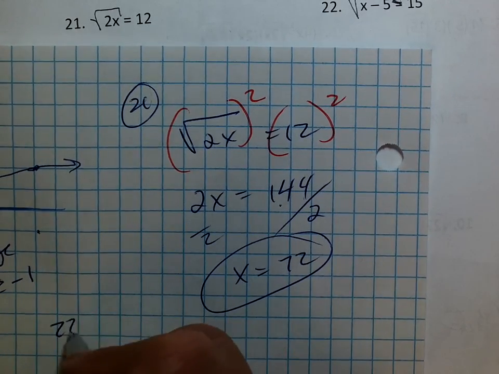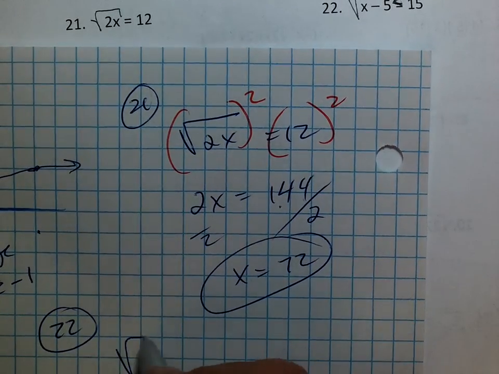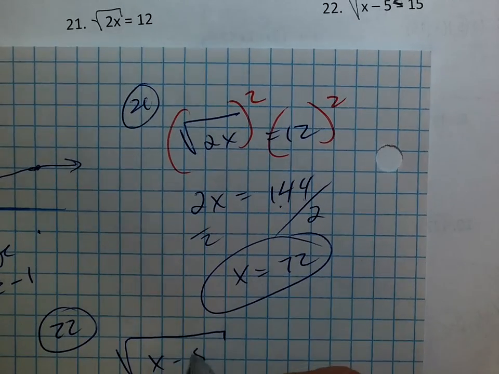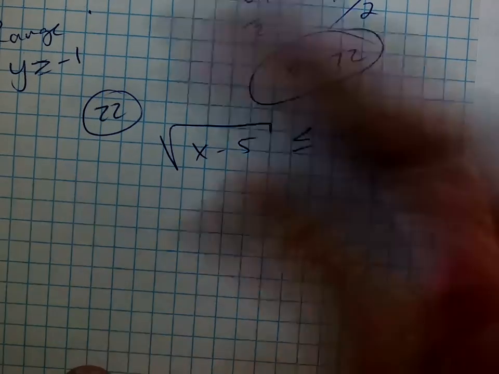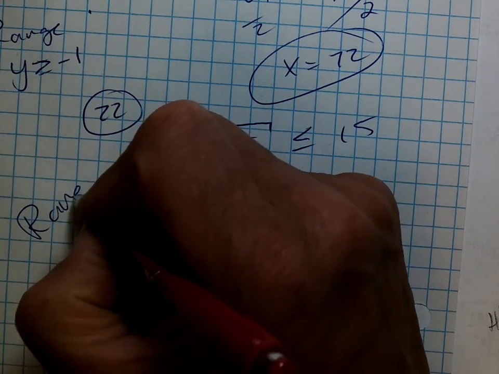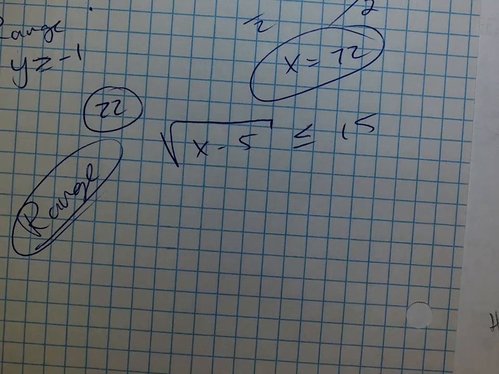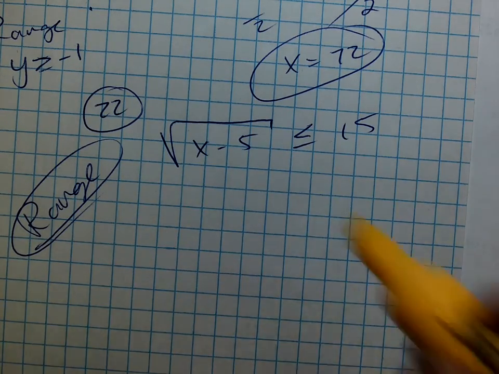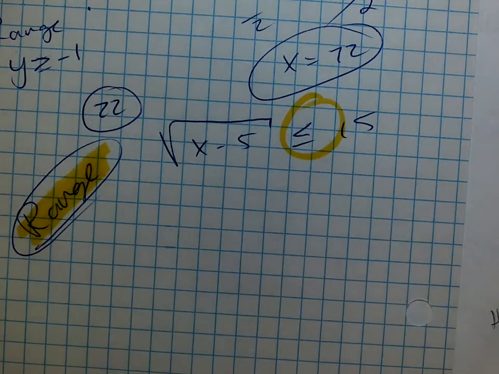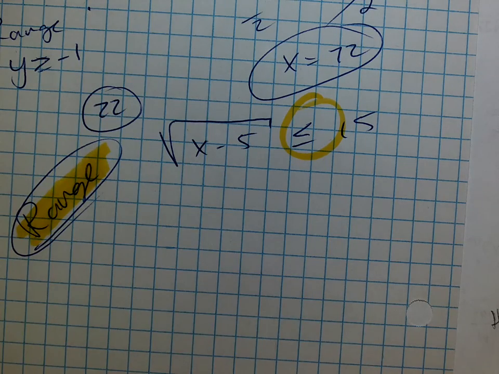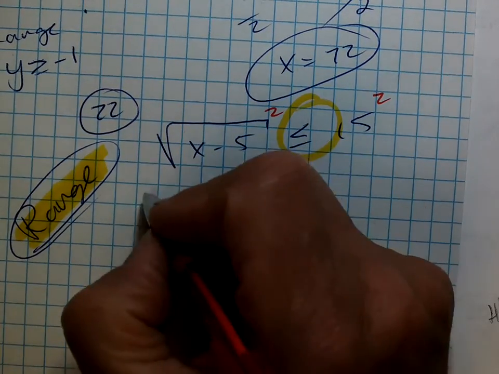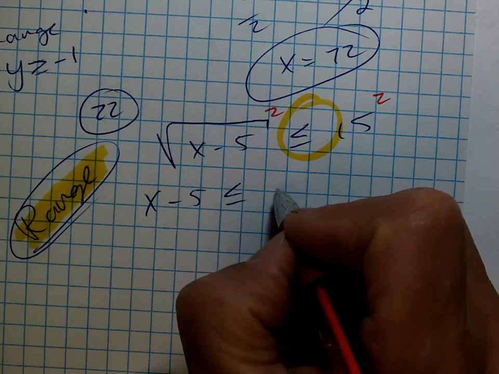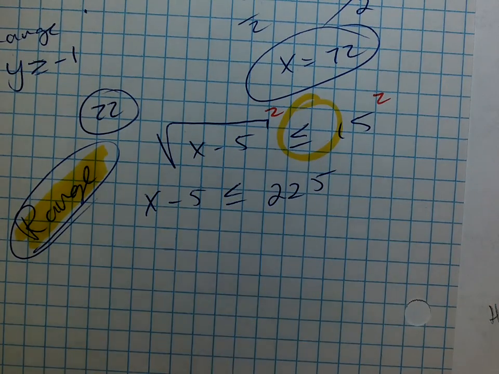22. Because it's an inequality, you got the square root of x minus 5 is less than or equal to 15. We are going to have a range. Before we do anything, I know I'm going to have a range of answers, okay? Because it's an inequality. We're going to have between this and this because of the inequality. Okay, so let's just first solve it like we normally would. We'll square it, square it. Okay, so then we'll say, all right, x minus 5 is less than or equal to 225.